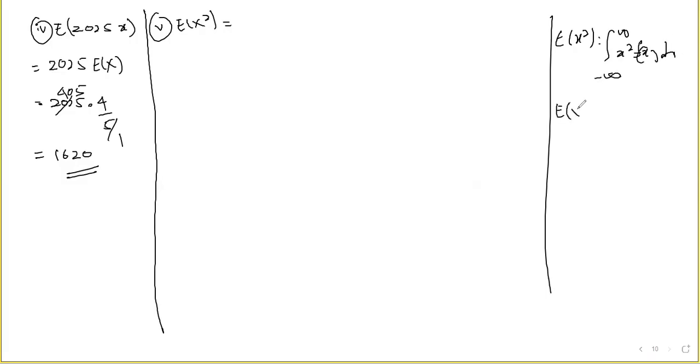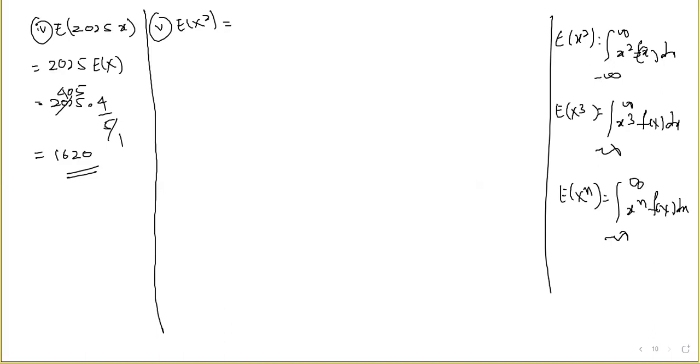Suppose I want x cube, minus infinity to infinity x cube f of x dx. Suppose I want x power n, minus infinity to infinity x power n f of x dx, right? Like this. So here x square is there, so integration minus infinity to infinity x square f of x dx. So this is nothing but minus infinity to infinity x square into 4x cube dx.